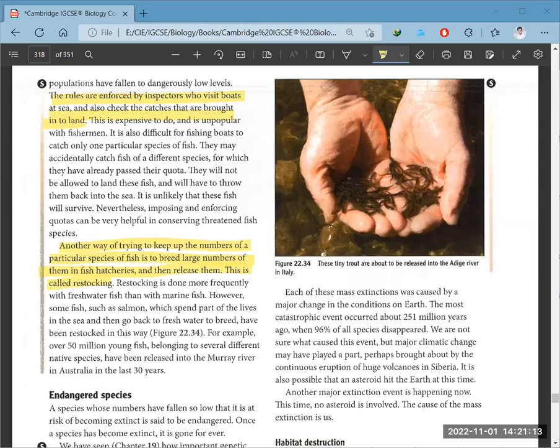Just do one thing in fish stocks, just put one more thing there, which is called restocking. Restocking, which is breeding fish in hatcheries and releasing them back. Let's just say that. That's enough. So you should go to fish stocks and add restocking there.